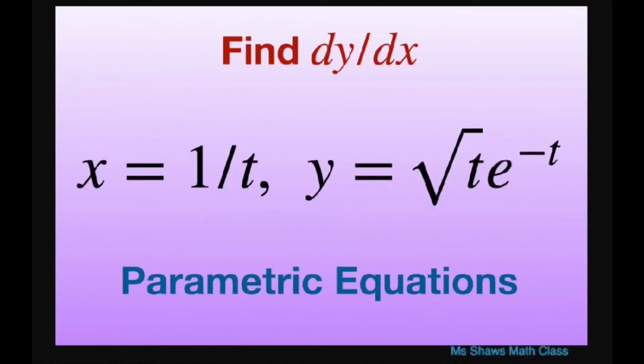Everyone, we're going to find the derivative of y with respect to x for our parametric equations. So let's first take the derivative of y with respect to t, this one right here. So we have the derivative of y with respect to t. We're using the product rule.